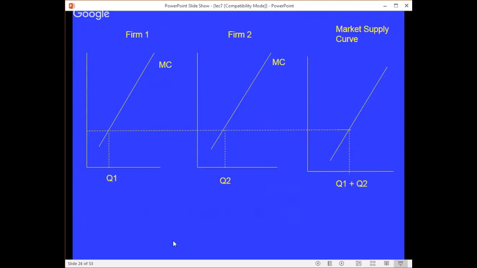Okay. So here's an example. I have the marginal cost of the first firm plus the marginal cost of the second firm. In this case, if I only had two firms in the market, that would give me the market supply curve for each price, and that's just Q1 plus Q2. This is the market supply curve, which is just the horizontal summation of all the individual supply curves for each individual firm in the market.